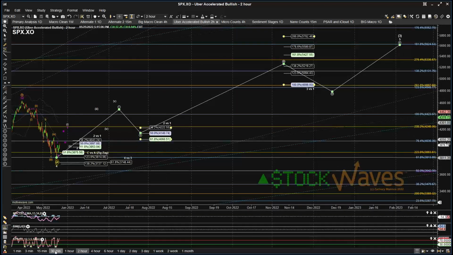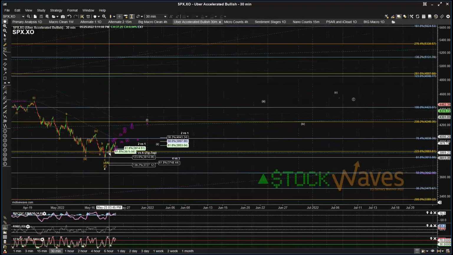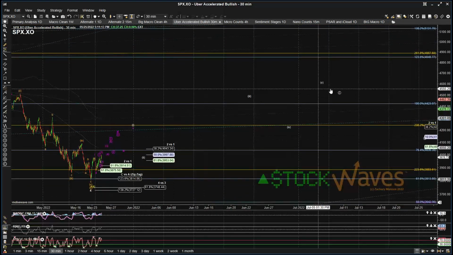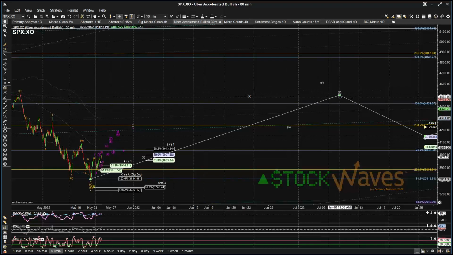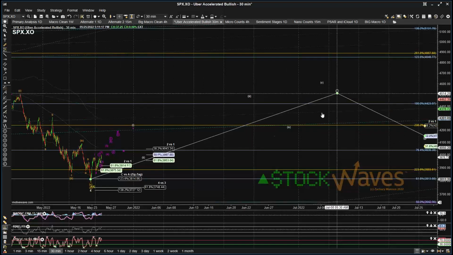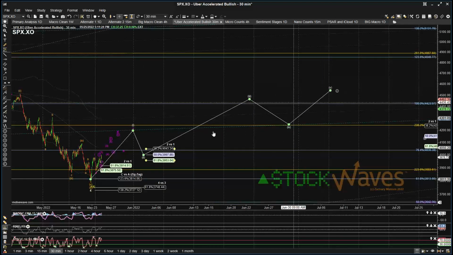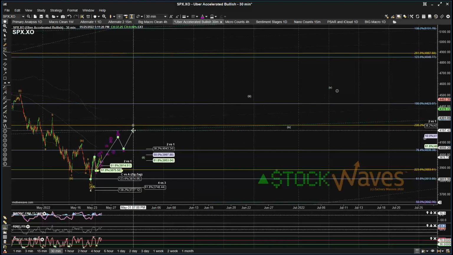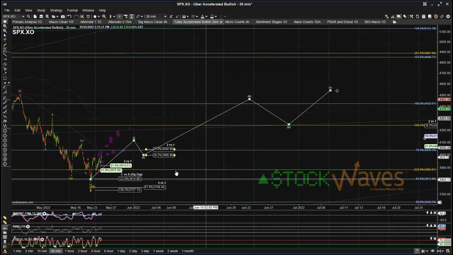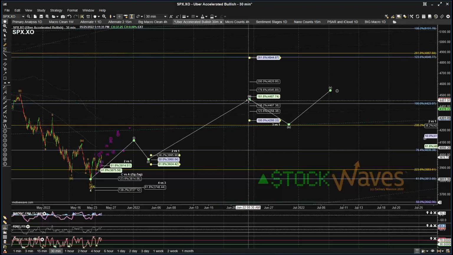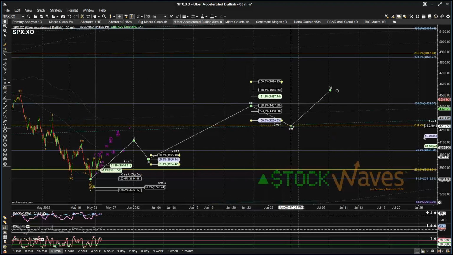So now when we start zooming in at the smaller degree, we have to say, all right, what do we have off the low? First, if we want our wave 1 to target 4500, then we want a wave 1, 2, 3, 4, 5 structure inside that. I'm going to disconnect this from that wave 1 so that, again, we can look for the ideal proportions that we want to see inside that subwave count.